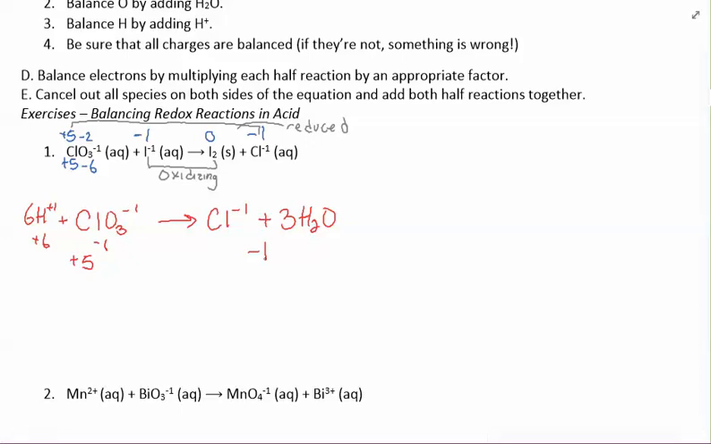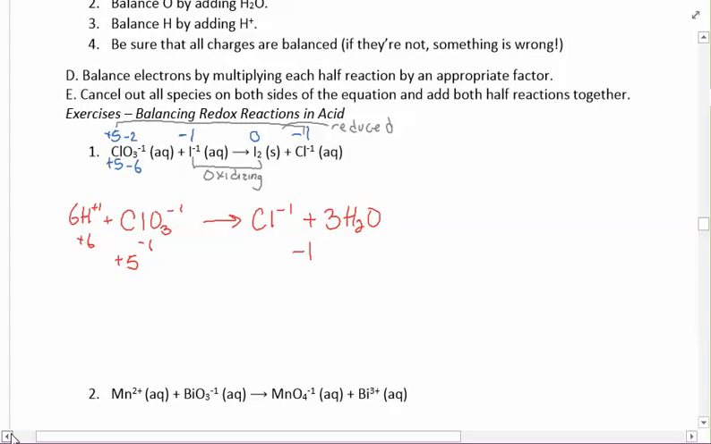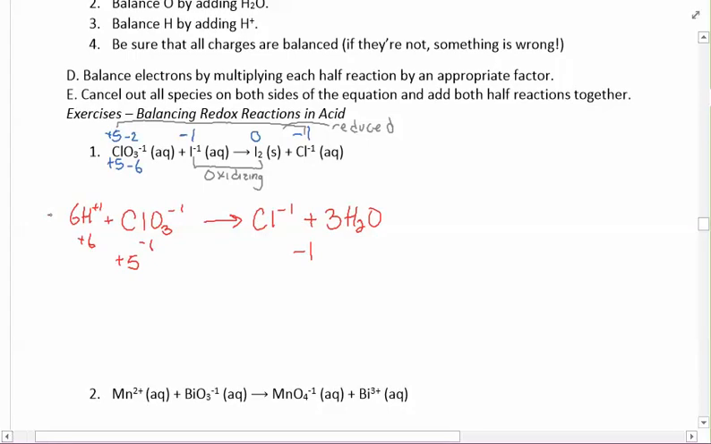But what I can do is add electrons. I'm going to add 6 electrons to the reactant side. Why 6? If I add 6, that goes from positive 5 to negative 1. Both sides have to match. They don't have to be 0, they just have to be the same. So we've completed one of the 2 half reactions.